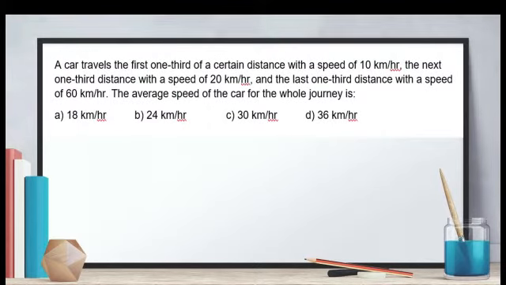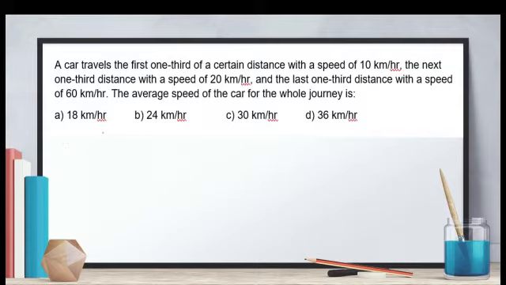A car travels the first one-third of a certain distance with a speed of 10 km per hour, the next one-third distance with a speed of 20 km per hour, and the last one-third distance with a speed of 60 km per hour. The average speed of the car for the whole journey is 18 km per hour, 24 km per hour, 30 km per hour, or 36 km per hour. Let's see which is the right answer.